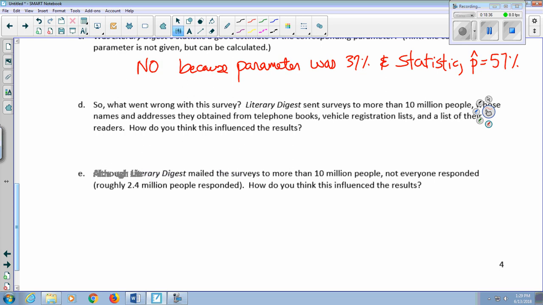What went wrong? Literary Digest sent surveys to 10 million people whose names and addresses they obtained from telephone books and vehicle registration lists. In order to send it to an address, they had to get the list from somewhere. So they used telephone books, vehicle registration lists, and the people who were already reading their magazine. This is in 1936, and not everybody owned a vehicle, not everybody had a telephone, and certainly not everybody would be a Literary Digest reader. So one thing to think about is that they were probably overrepresenting the wealthy in their survey.